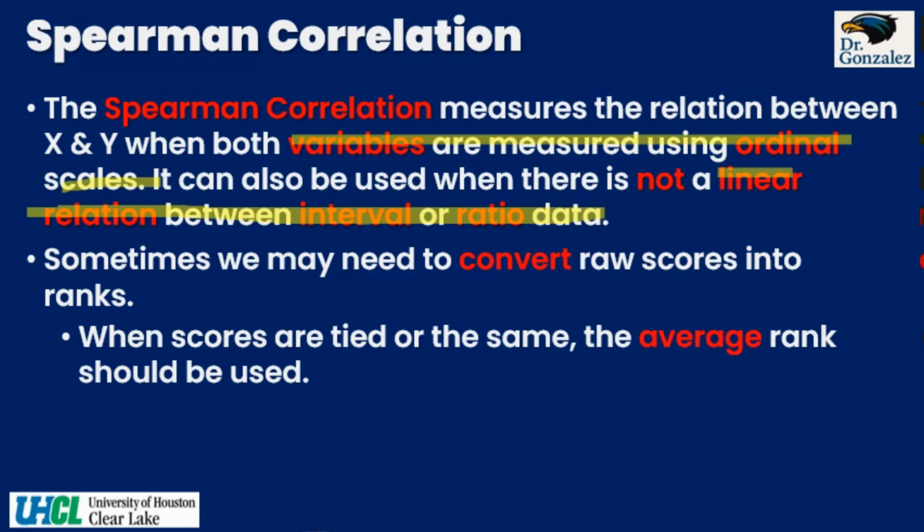So there's going to be some times when you might need to convert a raw score into ranks so that you can do the proper analysis. And then sometimes when you're converting those things, you might come out with a bunch of scores that are tied or the same, and so you might have to use an average rank. Okay, but you're not going to have to worry about that particular concept in your calculations.